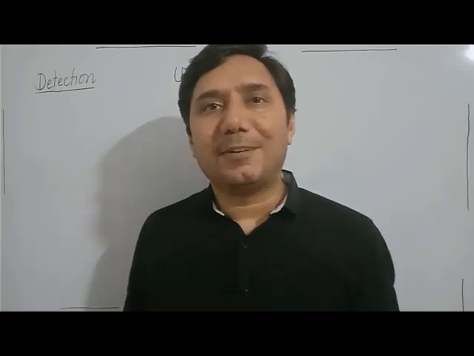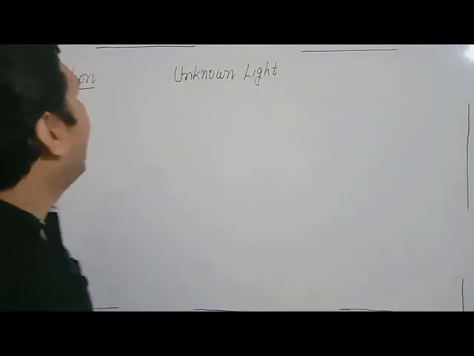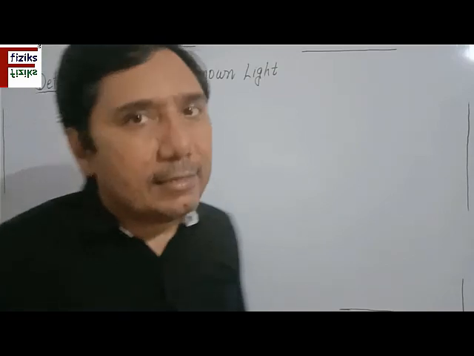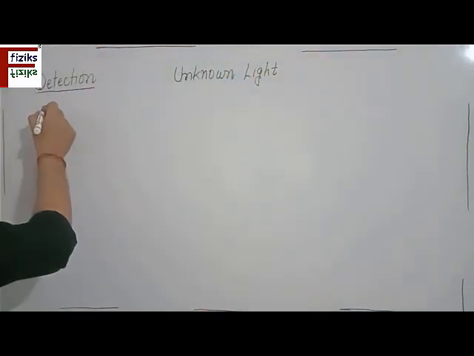Good afternoon, students. So in this video, we will discuss how can we detect the polarization of the given light. If we have an unknown light and we want to find out the polarization of this unknown light, then how can we do this? So for this, we require two optical instruments. One is Nicol prism and another is quarter wave plate. So for this detection, we need two optical instruments.